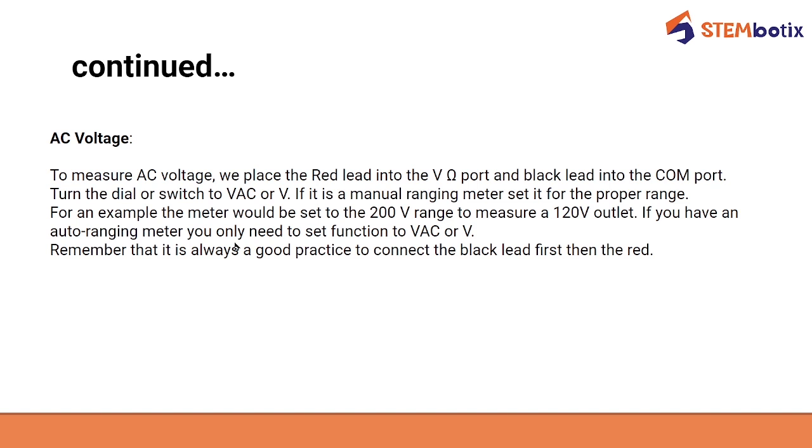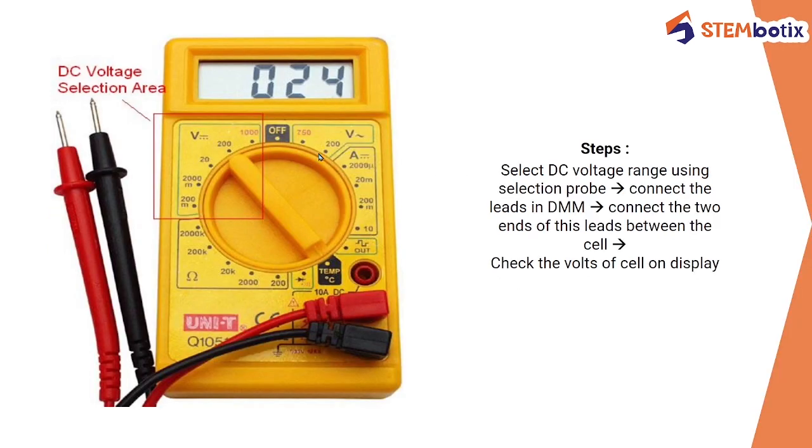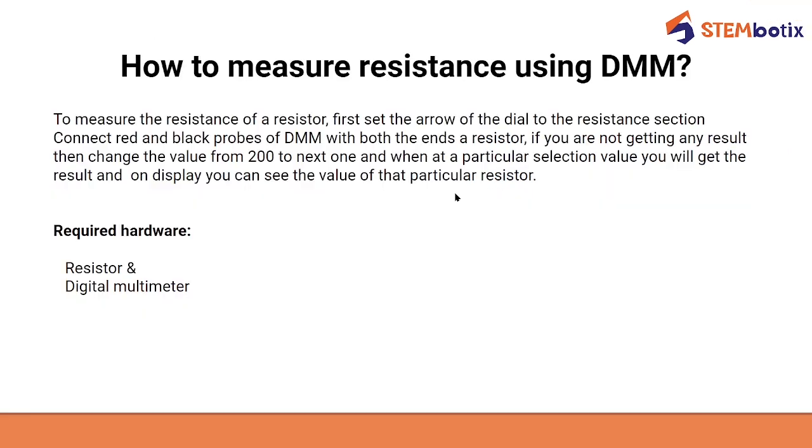For example, the meter would be set to the 200 volt range to measure a 120 volt outlet. Means if you have a device with an output voltage of 120 volts AC, then you will have to select the range of 200 volts. If you have an auto ranging meter, then you will only have to select the voltage AC function. Remember to always connect the black probe first and then the red lead. So this is how you can measure your voltage, AC or DC.